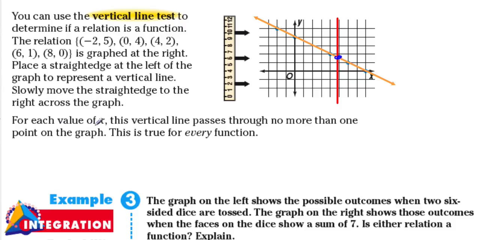So for each value of x, there is a vertical line. This vertical line passes through no more than 1 point on the graph. This is true for every function. So that is what we call the vertical line test. And let's take a look at example number 3.